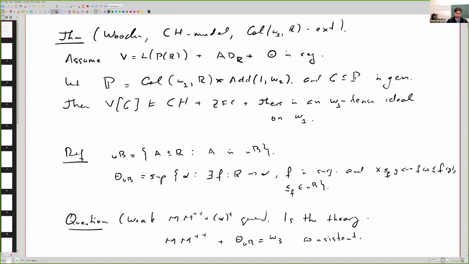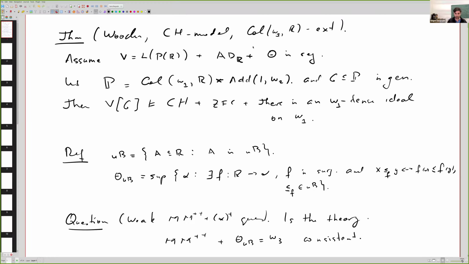Now, this is the star plus. Remember, star is saying that every subset of omega-1 is in a Pmax extension. Star plus is saying that every subset of omega-2 is in a Pmax extension. Star plus plus is saying that every subset of omega-2 is in the Pmax extension of all universally Baire pair sets. So Woodin recently proved that star plus implies star plus plus. But the consequence of star plus is that theta UB is really omega-3.